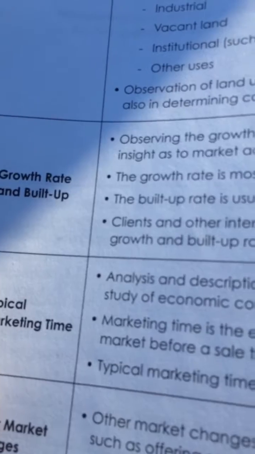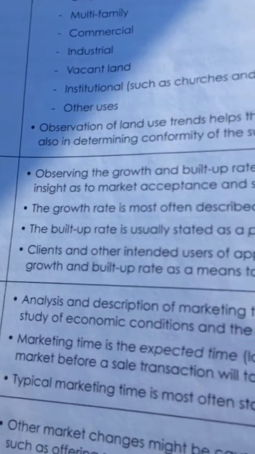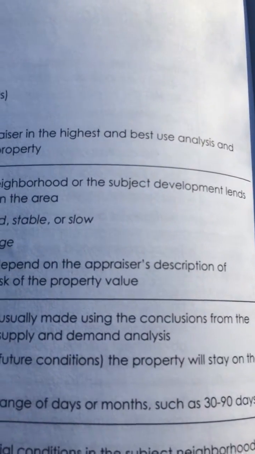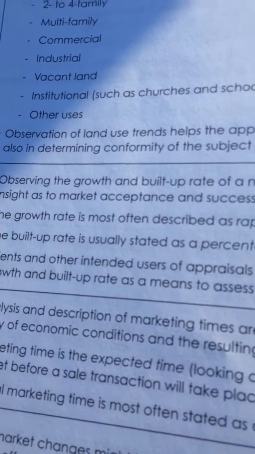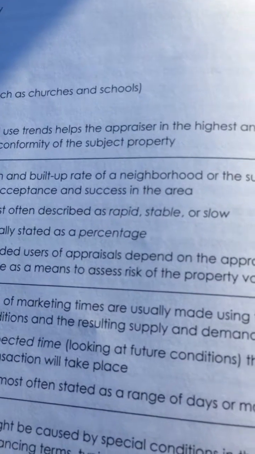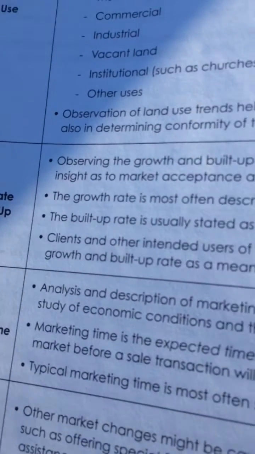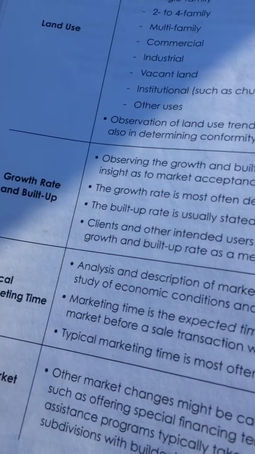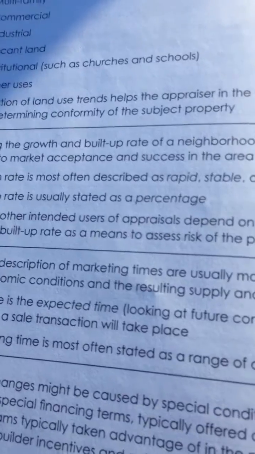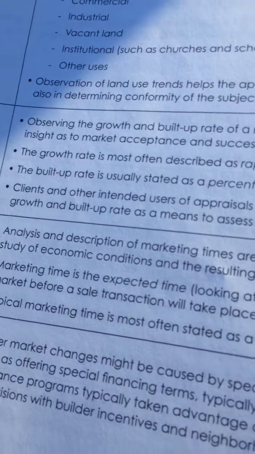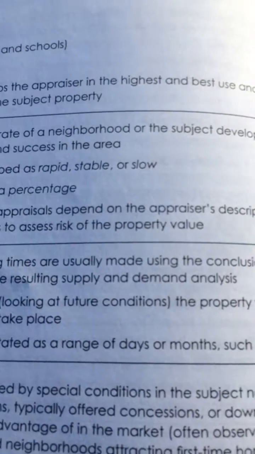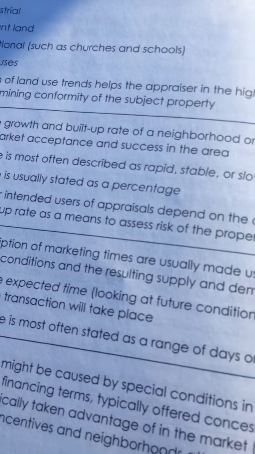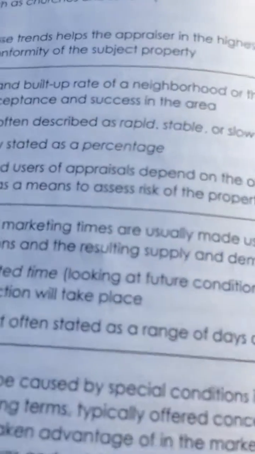Growth rate and built up. Observing the growth and built up rate of a neighborhood or the subject development lends insight as to market acceptance and success in the area. The growth rate is most often described as rapid, stable, or slow. The built up rate is usually stated as a percentage. Clients and other intended users of appraisals depend on the appraiser's description of growth and built-up rate as a means to assess risk of the property value.